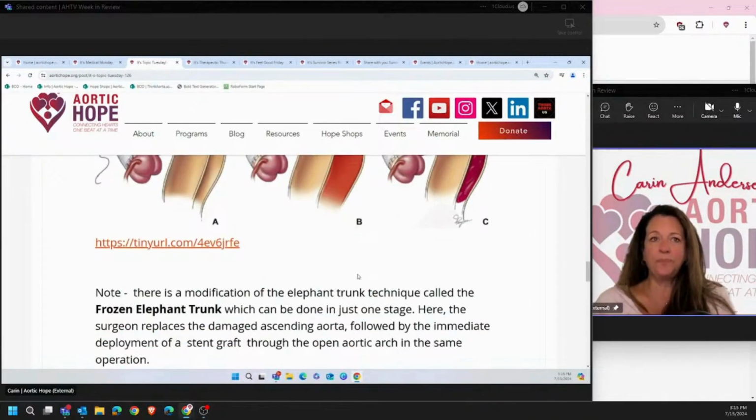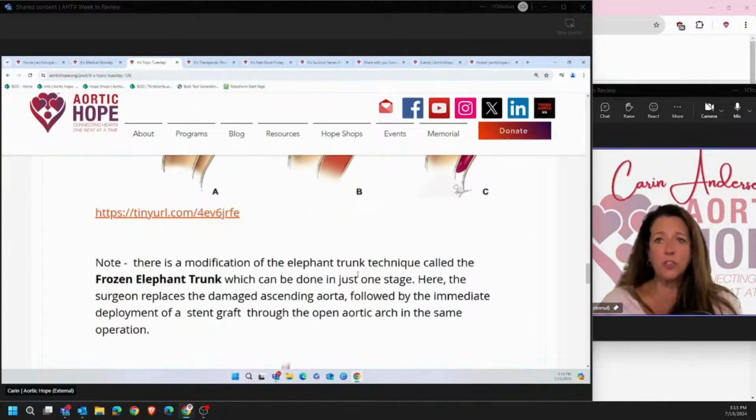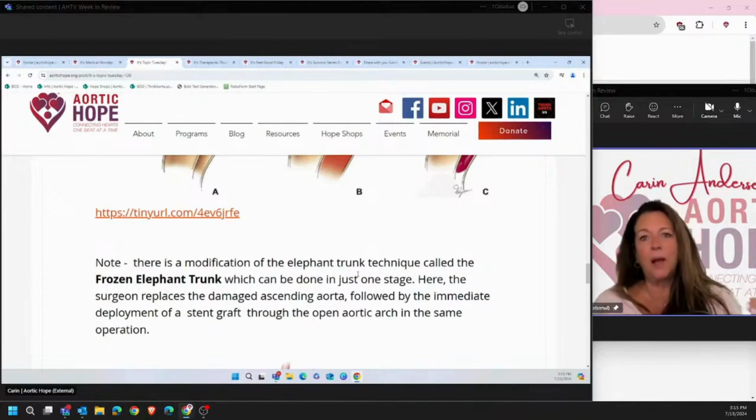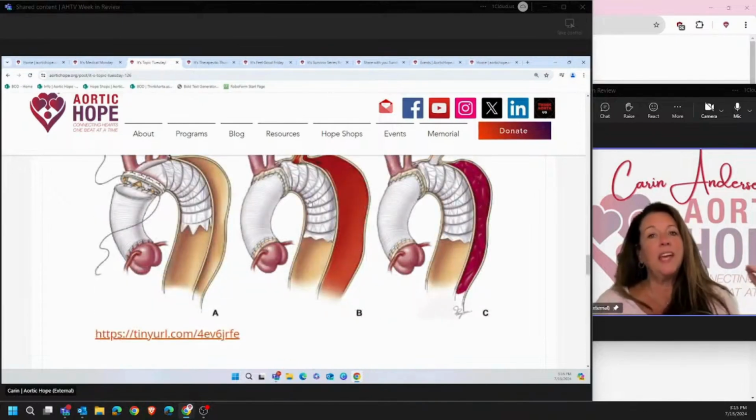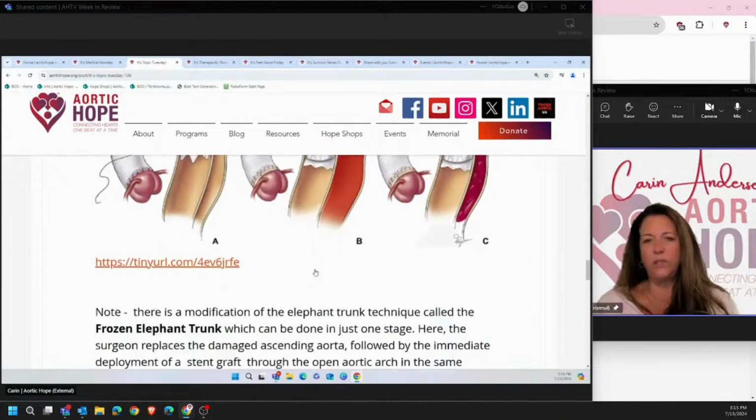Elephant trunk, okay? There is a modification of the elephant trunk technique called the frozen elephant trunk. So there are two different things. A frozen elephant trunk can be done in one stage. It's not a two-stage approach. Here the surgeon replaces the damaged ascending aorta, followed by the immediate deployment of a stent graft through the open arch in the same operation. Whereas the elephant trunk is done in two separate operations, the frozen elephant trunk is done in one stage, one operation.